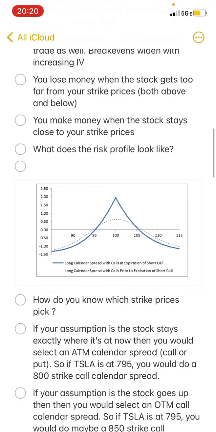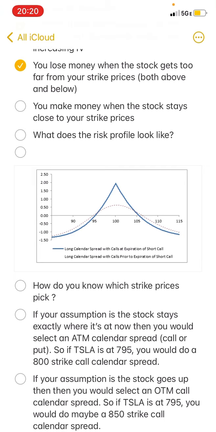So when do you lose money on these calendar spreads? You lose money when the stock gets too far from your strike prices, either above or below. So in the 185 calendar spread example, if the stock price drops down to 140, you're definitely going to lose money. But conversely, if it goes up, deep in the money to like 250, you're going to lose money.